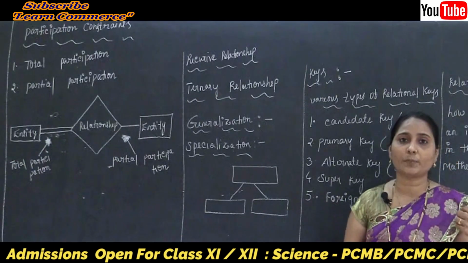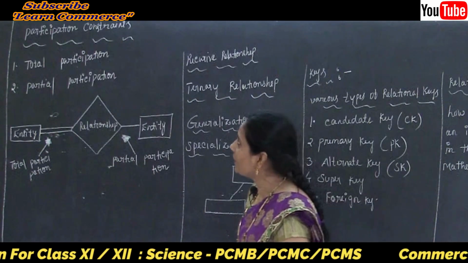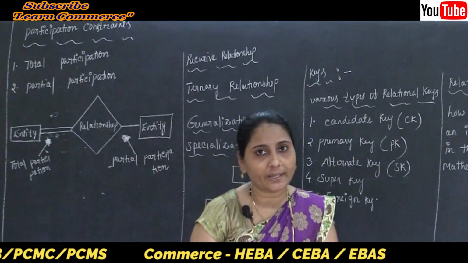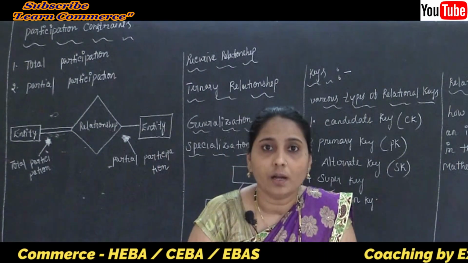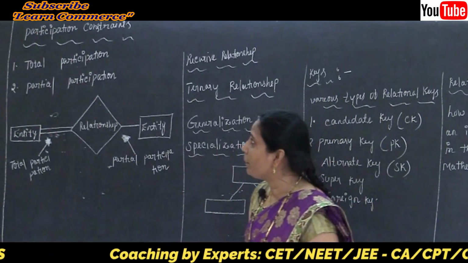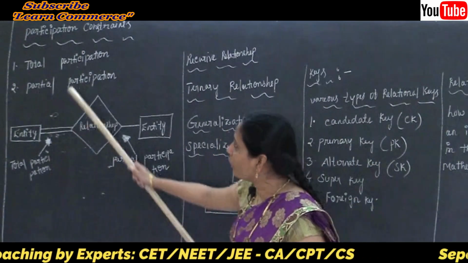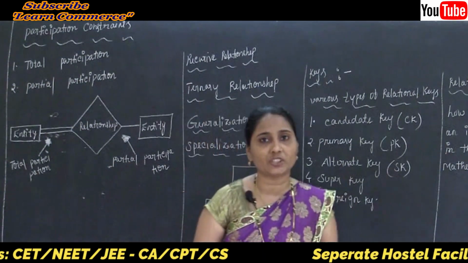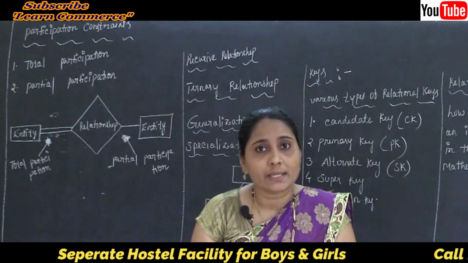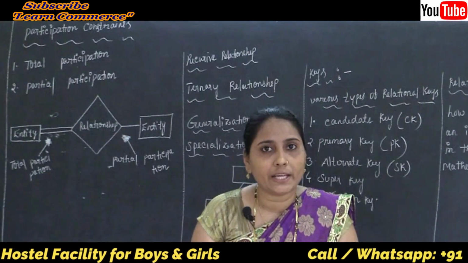How many participations are there? The meaning of constraints is rules here. So there are total participation and partial participation. Now what do you mean by total participation? That means all entities in the entity set are involved in the relationship.